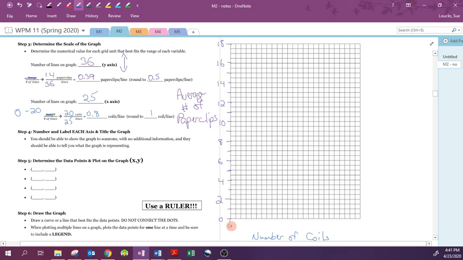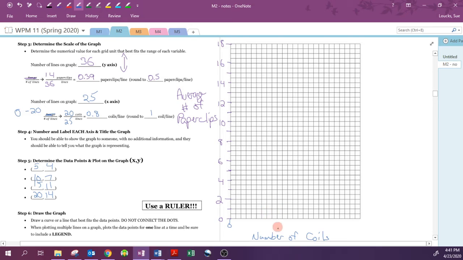And I'm going to start at 0. And then each coil is going to be 1 line. So I'm just going to count them out, make sure I have enough. I need to get to 20. There's 25, so that's going to work. And I'm not going to label every single one of them, especially since of the numbers that I'm going to plot, you know what, I'm going to back up and write this here. This is the data from the table. I'm just copying it over because it's not on the same page. So we have 5 coils is 4 paper clips, 10 coils is 7 paper clips, 15 coils was 11 paper clips, and 20 coils was 14 paper clips. So I really should have had that there first.